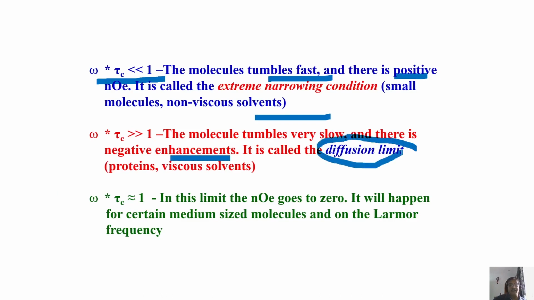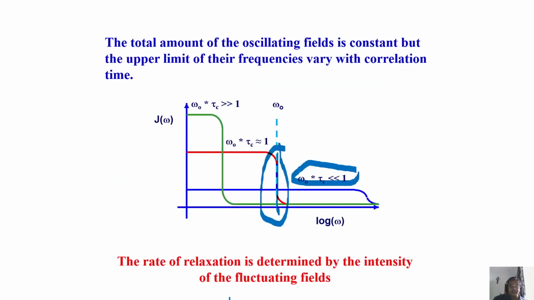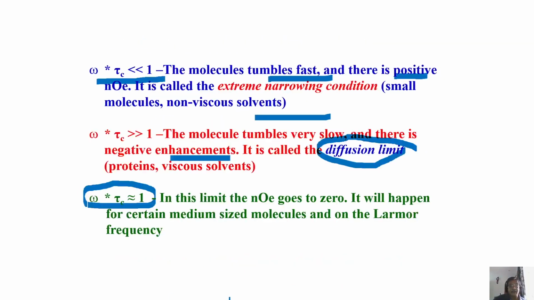Please understand these points very clearly. When omega tau is approximately equal to 1, the correct value is 1.106, I think. In this limit, NOE goes to 0. So omega times tau c, the normal frequency times the correlation time of the molecule, tells you whether your NOE is positive, negative, or 0.